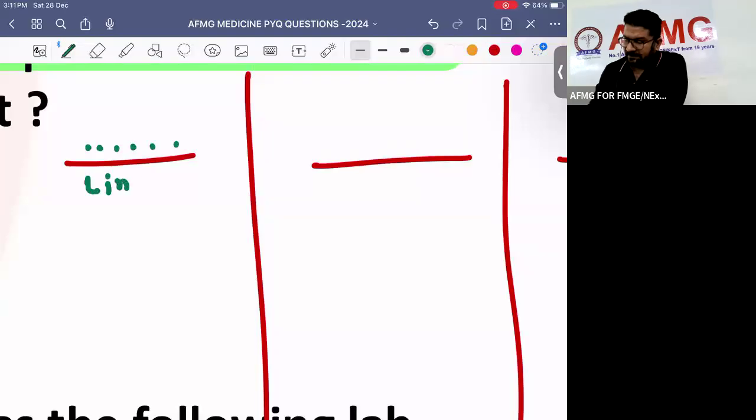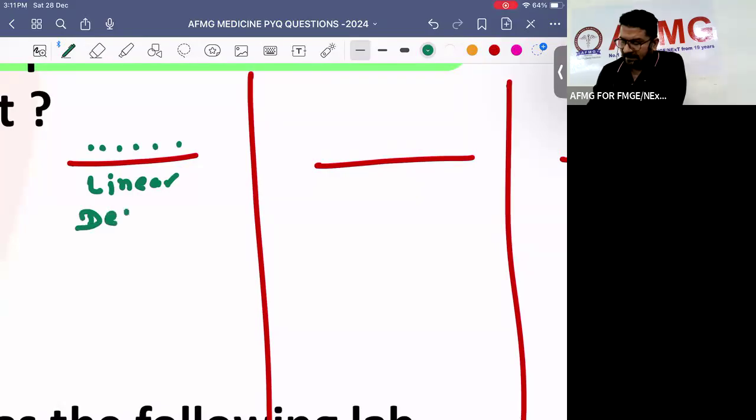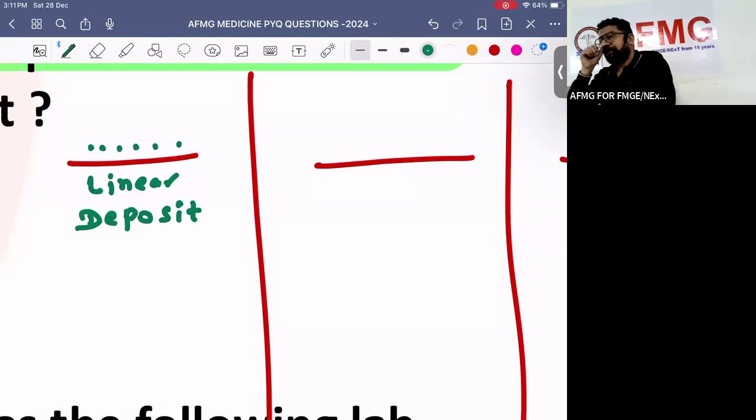It is called linear deposit. So what actually is RPGN? Understand this. RPGN is not a disease. RPGN is a complication of other nephritic syndromes. So if you see deposits in a line, we call this linear deposit.